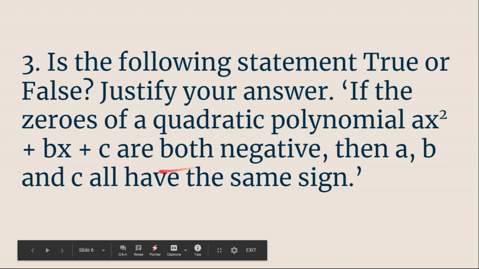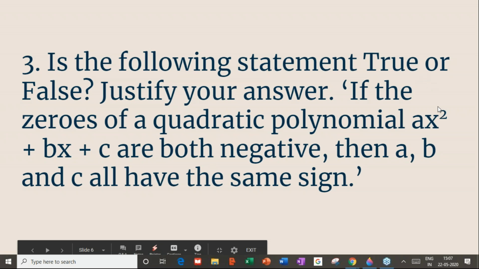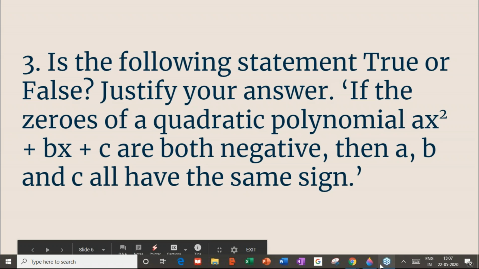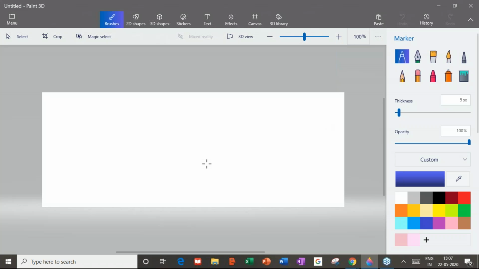Yeah, next question. Is the following statement true or false? Justify your answer. If the zeros of a quadratic polynomial ax square plus bx plus c are both negative, then a, b and c all have the same sign, right? So how do you do this? I'll just show it to you.